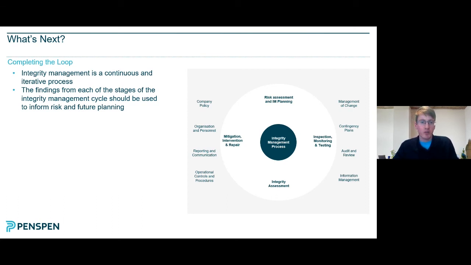So then, just to complete the loop, we've been moving around the integrity management loop from risk assessment and planning through executing our inspections, assessing the findings from those activities, and then implementing the findings from those assessments. The key thing, as I've said, is data, and ensuring that data is passed around the loop, that it's captured, and that it informs your future decision making, to ensure that you fully understand the condition of your asset and that your risk assessment is a true reflection of the current condition of your pipeline.